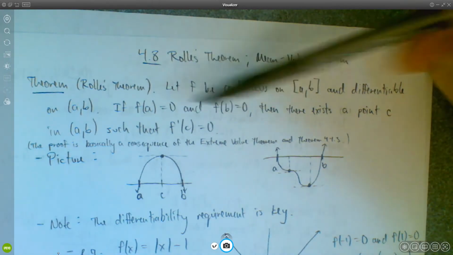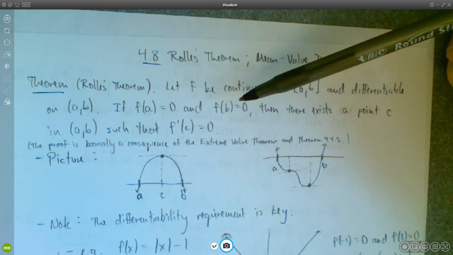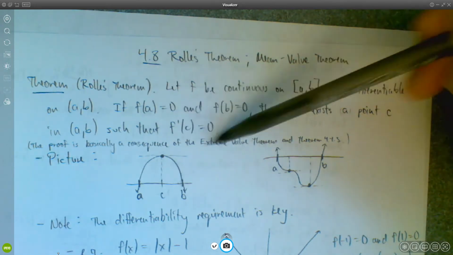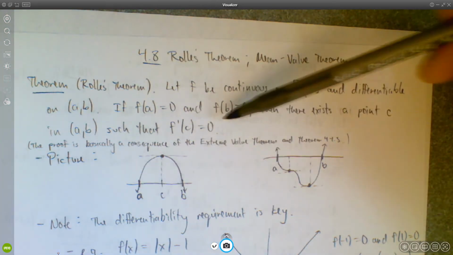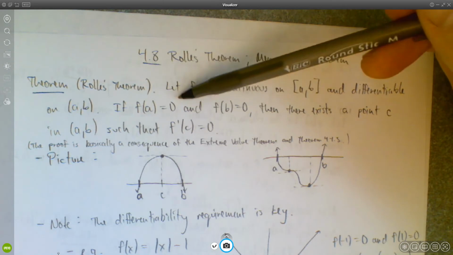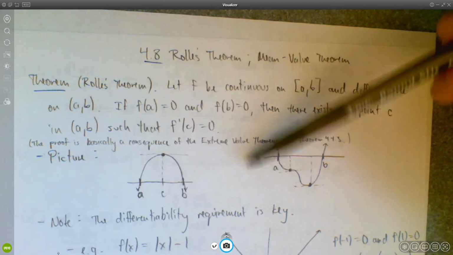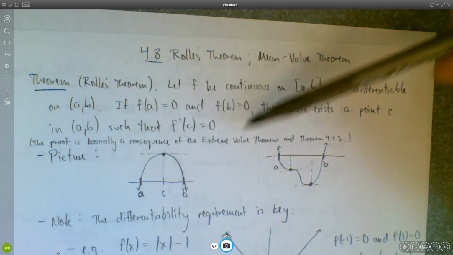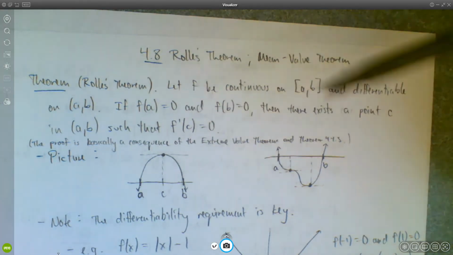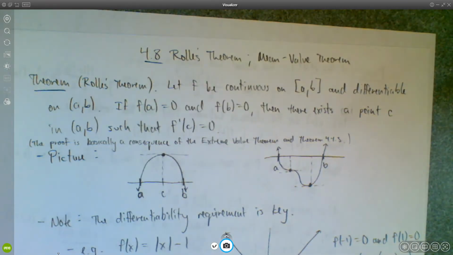The two endpoints are 0, so you know that unless the function is a constant function, which, by the way, if the function is a constant function, then it is trivially true that the derivative is going to be 0 at every point in between the endpoints. But if it's not a constant function, then it's got to either rise above or fall below the x-axis. In which case, you're either going to have a maximum or a minimum somewhere in between, right? So it's basically a consequence of the extreme value theorem.